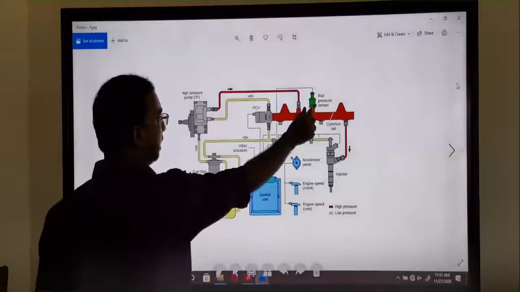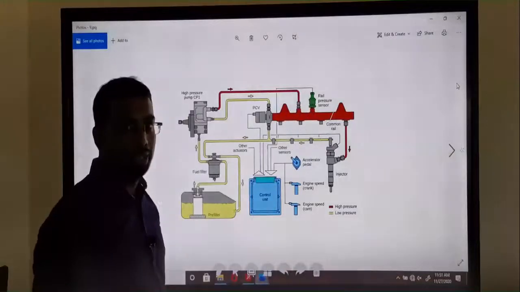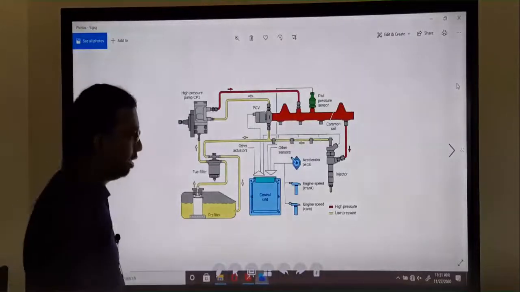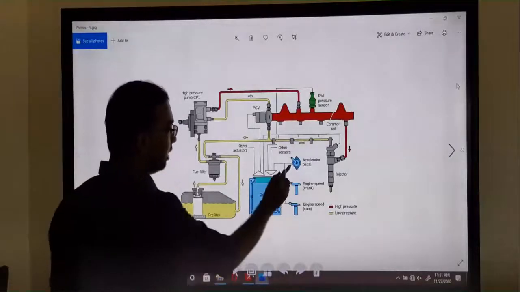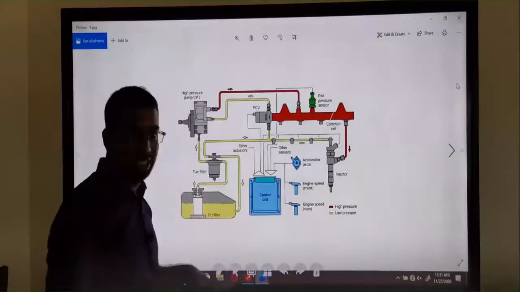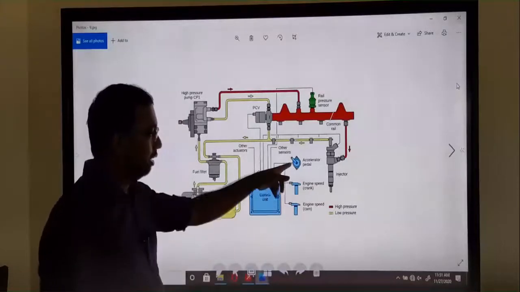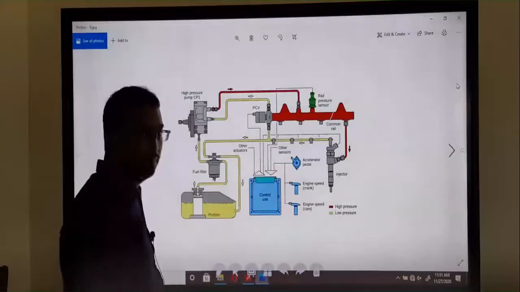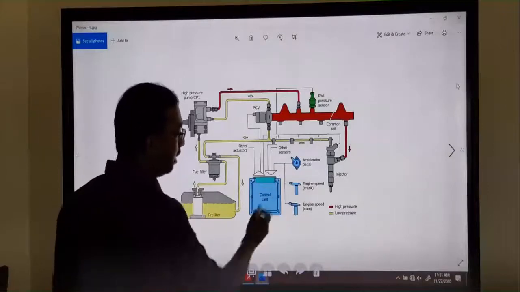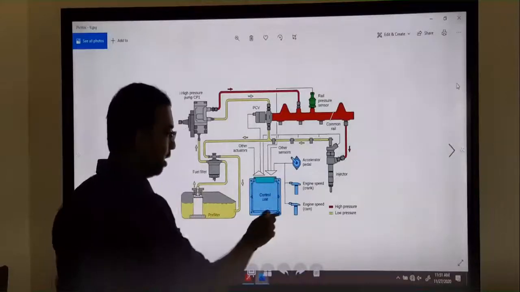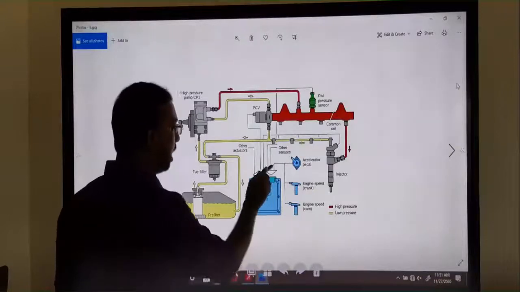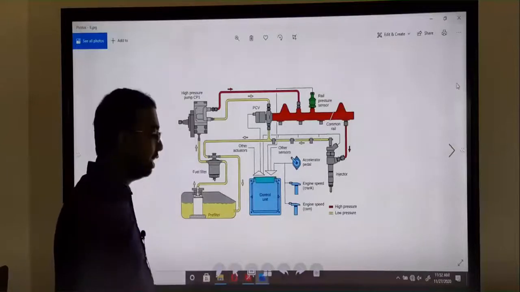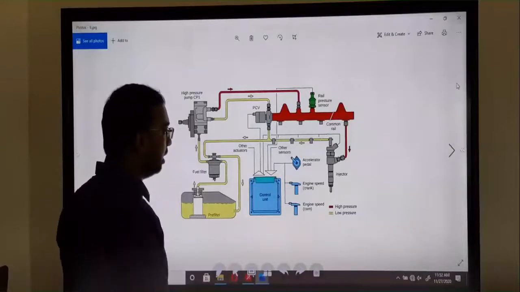There is a rail pressure sensor that measures the common rail pressure. Then we can see that all information is taken electronically. There is an accelerator pedal sensor. When we press the accelerator, this type of sensor measures how much we press the accelerator pedal. Then the engine crank speed sensor. All are connected with the ECU, the engine control unit.